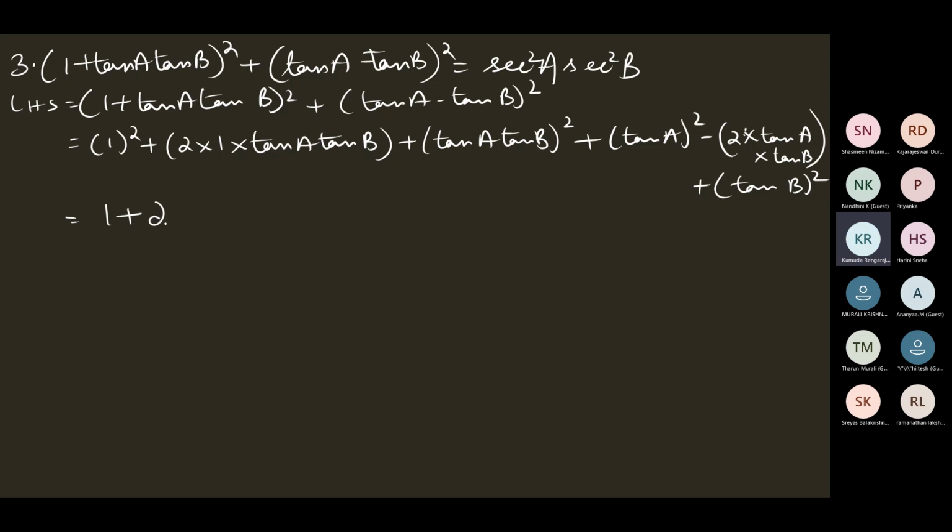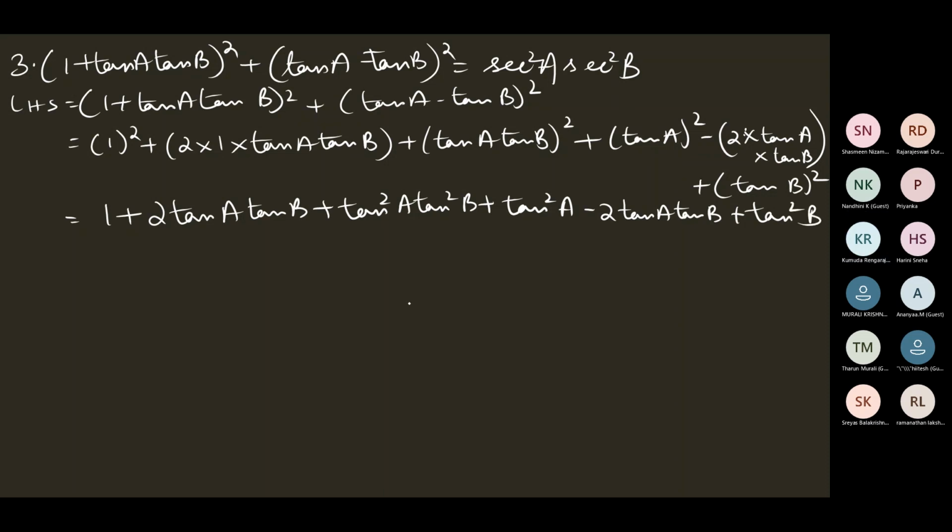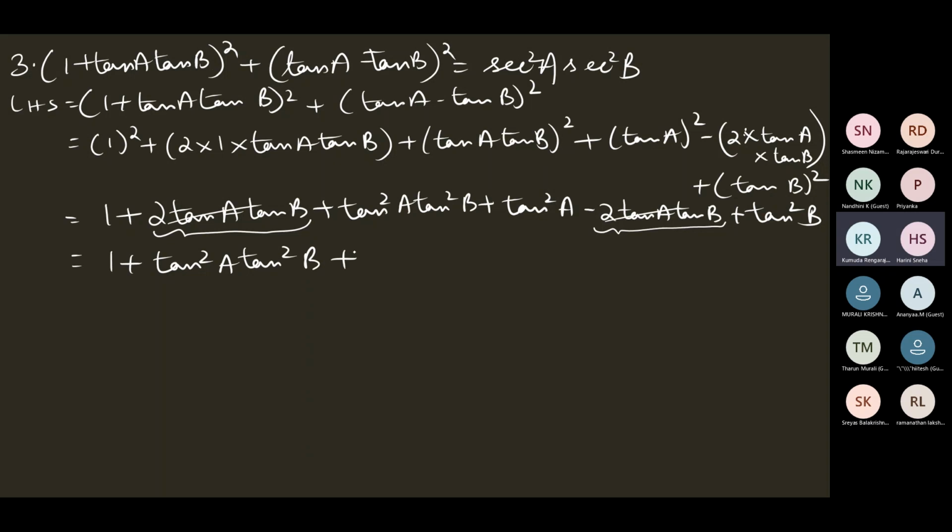So 1 plus 2 tan A tan B plus tan square A tan square B, plus tan square A minus 2 tan A tan B plus tan square B. Now you can see that plus 2 tan A tan B and minus 2 tan A tan B get cancelled. So what are the remaining terms? We have 1 plus tan square A tan square B plus tan square A plus tan square B.